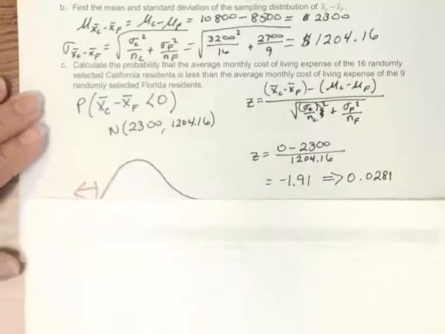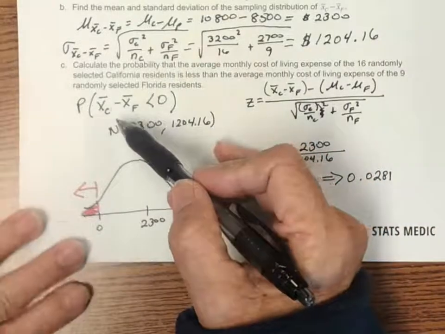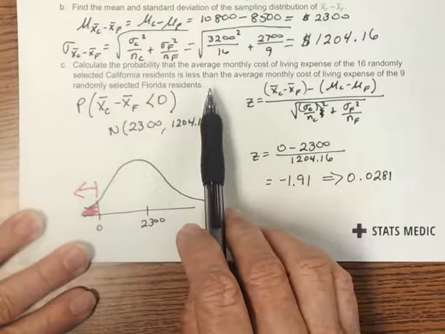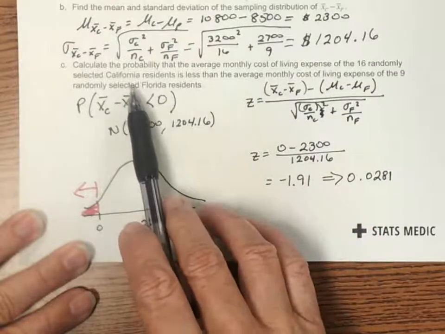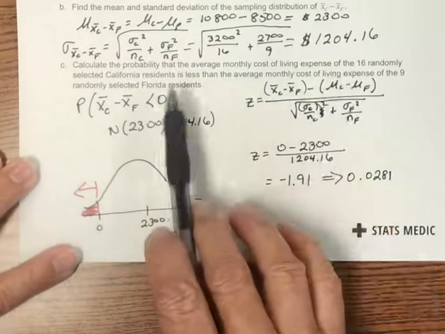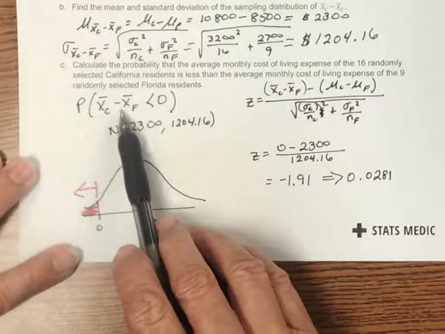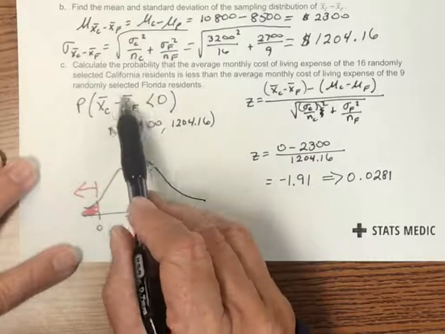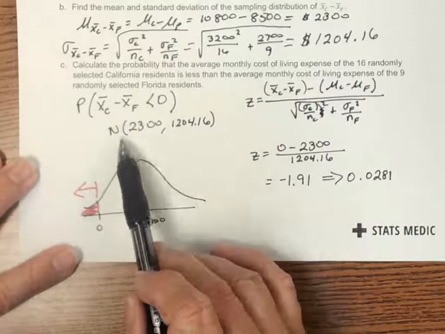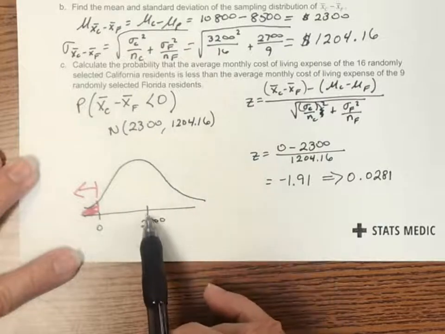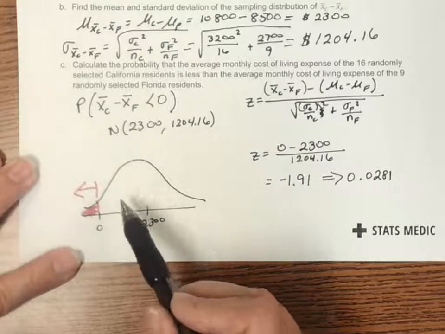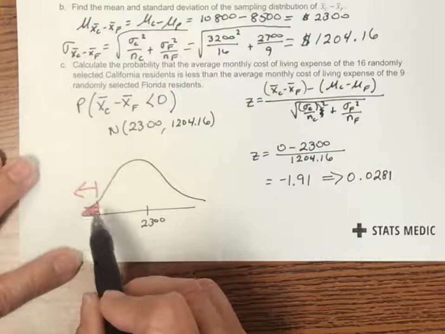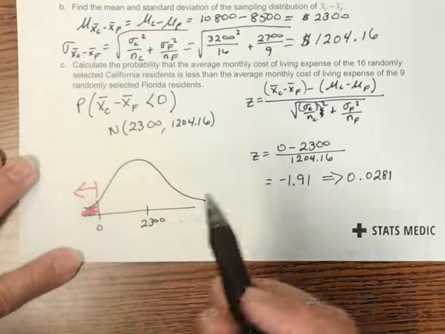Okay, so let's do a probability part now. So again, I'm looking to see what is the probability that from these two samples the California one is less than the cost of living expense for Florida. So California minus Florida, we want to see if it's less than 0, which implies that Florida is more. Okay, there's my normal label. Here's my normal bell curve. And I want to see if it's 0 or less than. So I'm looking for this portion on the left. So I'm not going to have to subtract my probability from 1.